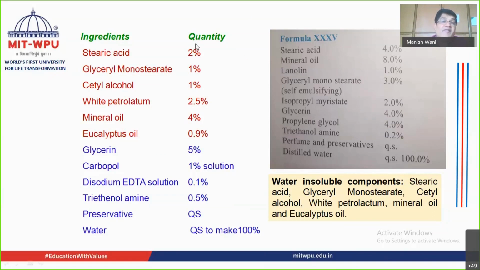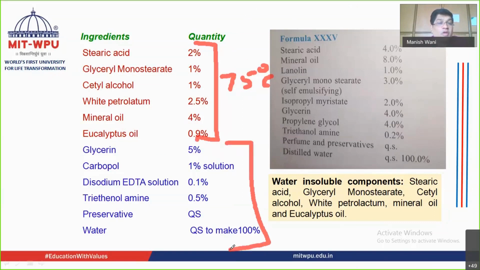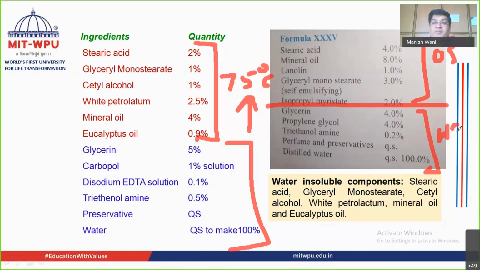So whatever ingredients I have given in red over here, these are all oil soluble ingredients, which have to be mixed separately and heated up to 75 degrees Celsius. Okay, whatever is given in blue, these are water soluble ingredients. Again, they have to be heated up to 75 degrees Celsius and mixed together. Over here, all those above glycerin are oil soluble ingredients, whereas the remaining ones below are water soluble ingredients. So you have to take these together, heat them, and then you have to mix them.